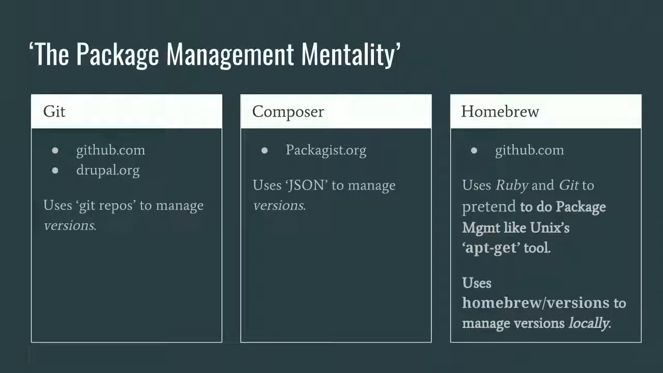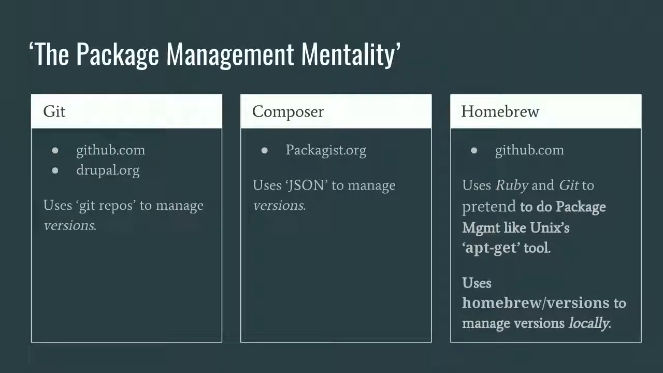Composer uses JSON to manage versions, right? So if you want a different version of Drush, and you want to move from 7 to 8, what do you do in a Composer file? You change the number 7 to 8 and hit save, because gurus made that possible, and that's awesome.